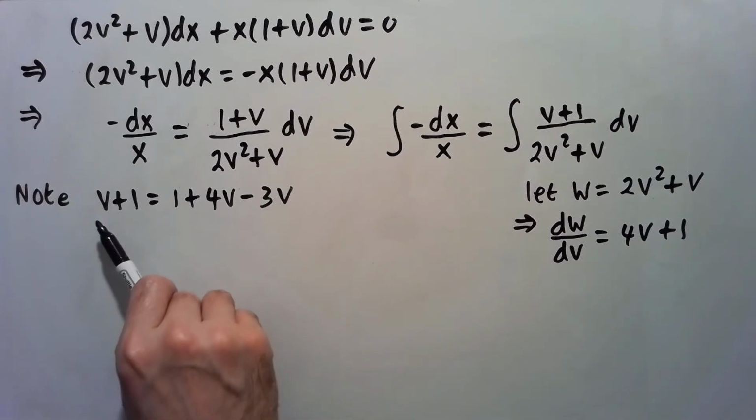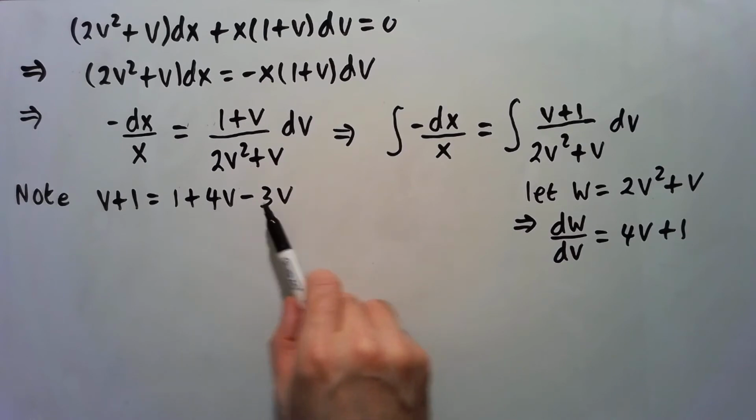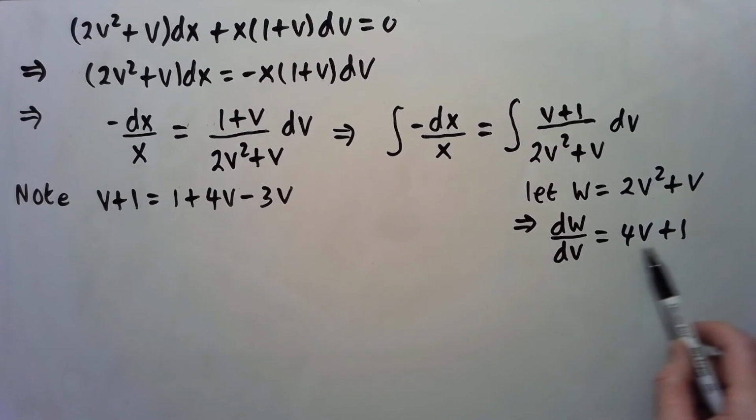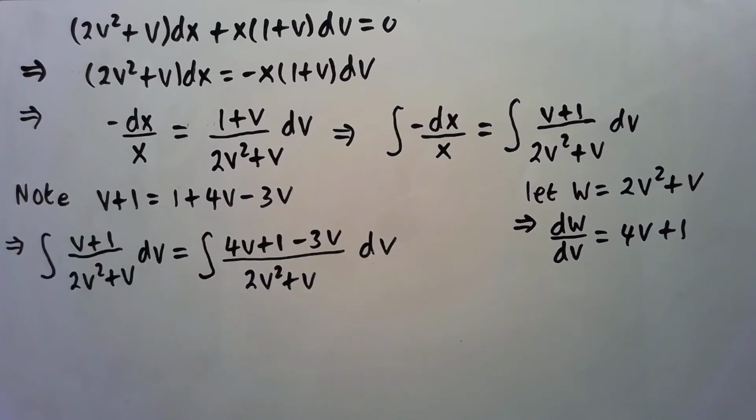Notice here that v plus 1 is equal to 1 plus 4v minus 3v, and this is the 4v plus 1 over here. So I'm going to make that substitution in this integral. I'm taking my integral of v plus 1 over 2v squared plus v and writing it as the integral of 4v plus 1 minus 3v over 2v squared plus v. I'm going to break this up now into two integrals.